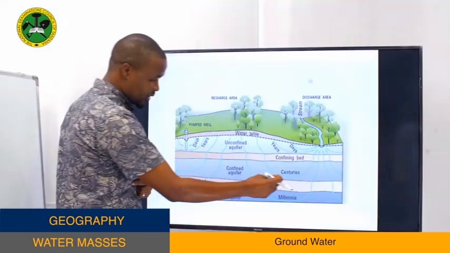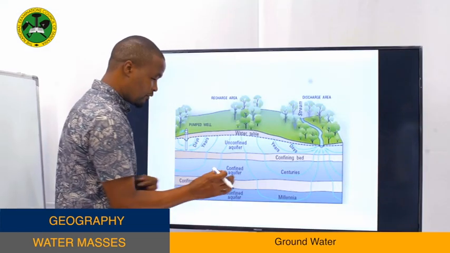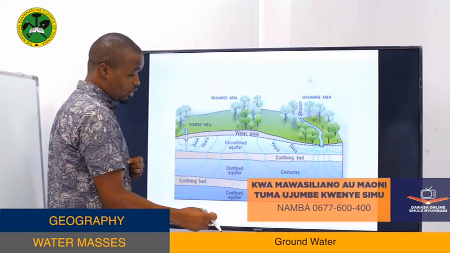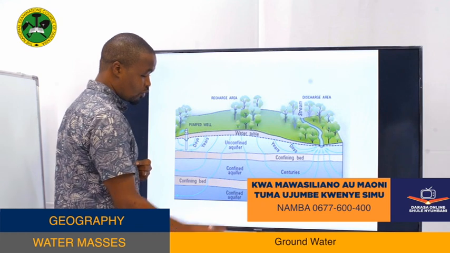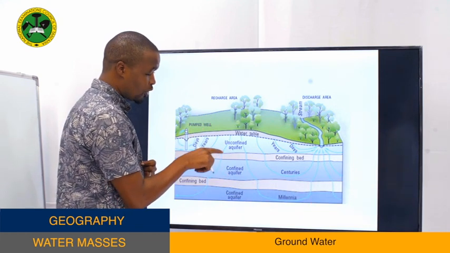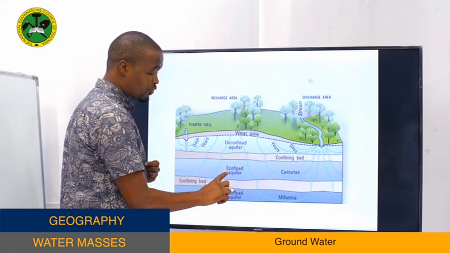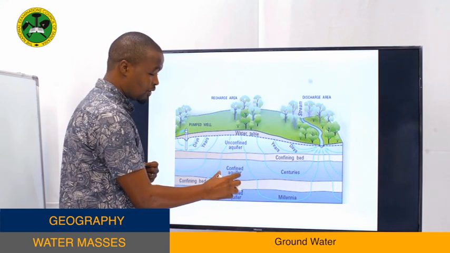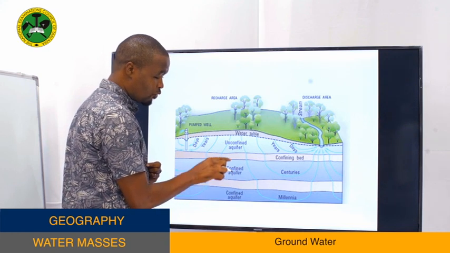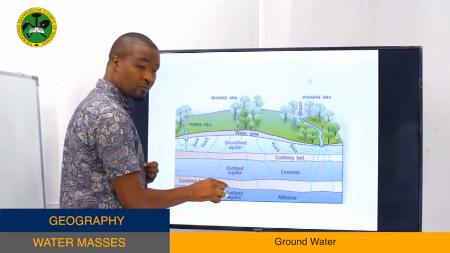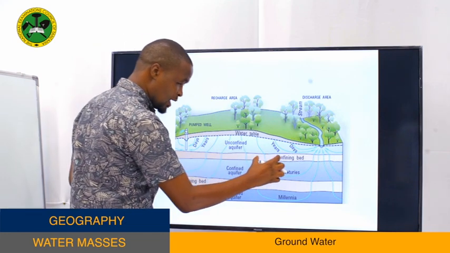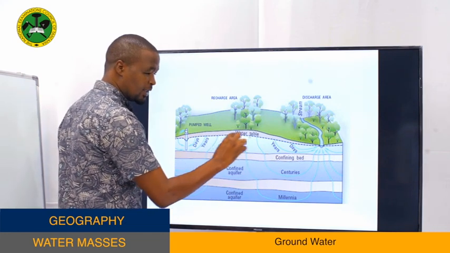Then we have another diagram. I explained something known as the aquifer. I told you the aquifer refers to the layer of rocks underground which is saturated with water and contains the underground water. We call it the aquifer. So I explained two types of aquifer earlier: the unconfined aquifer as well as the confined aquifer, as you can see right here. The confined aquifer, as I said, refers to the aquifer which is overlain by two hard rocks. Are we together? Then the unconfined aquifer refers to the aquifer overlain by a hard rock and a soft rock.